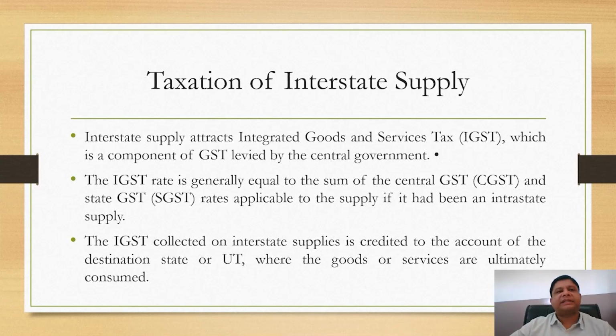Now, taxation of interstate supply. Interstate supply attracts integrated goods and services tax, which is a component of GST levied by the central government. The IGST rate is generally equal to the sum of central GST and state GST rates applicable to the supply if it had been an intrastate supply. The IGST collected on interstate supplies is credited to the account of the destination state or union territory where the goods or services are ultimately consumed.